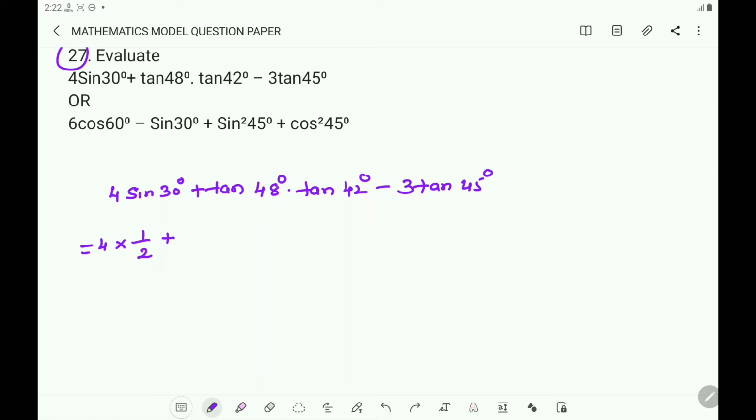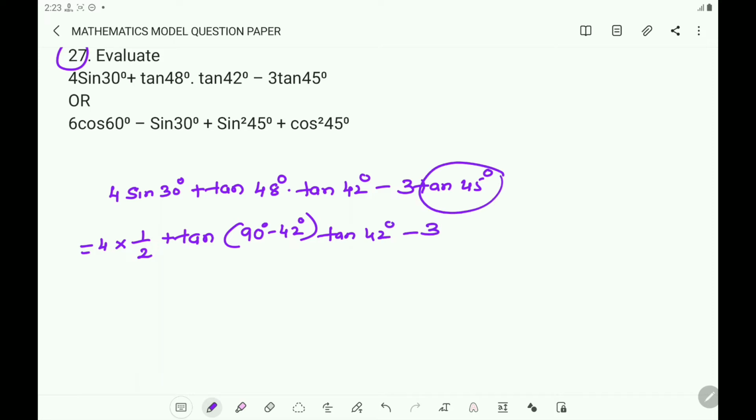So you convert 48 degree in terms of 42 degree or 42 degree in terms of 48 degree. You can convert 48 into 42 or 42 into 48, that is in terms of 90 minus. So you write tan 48 degree can be written as tan of 90 degree minus 42 degree, into tan 42 degree minus 3.